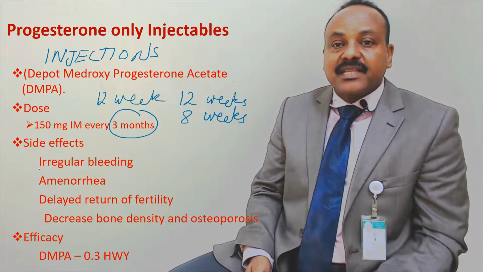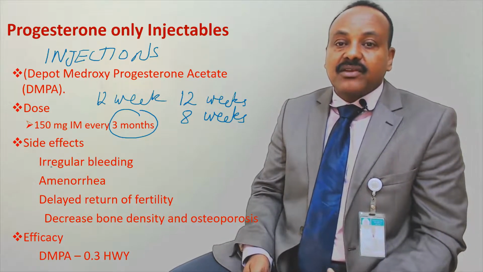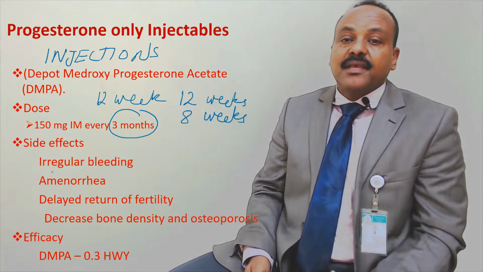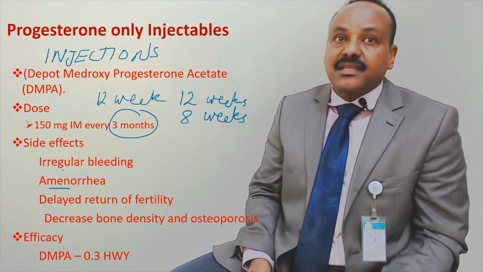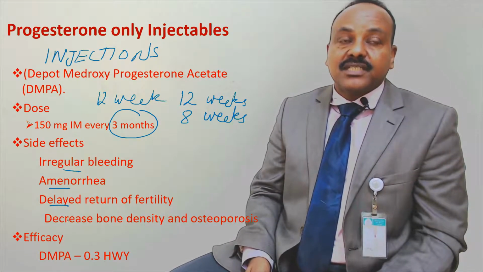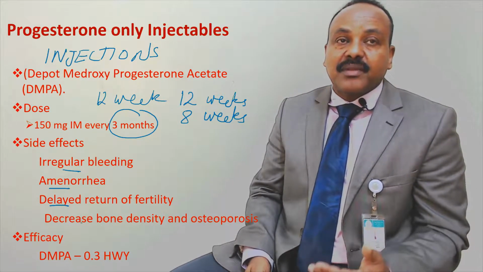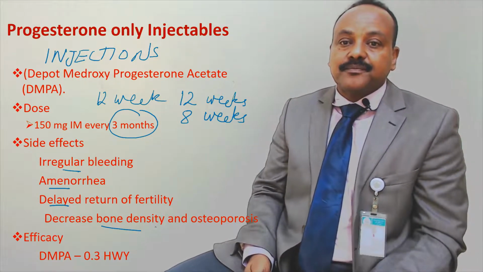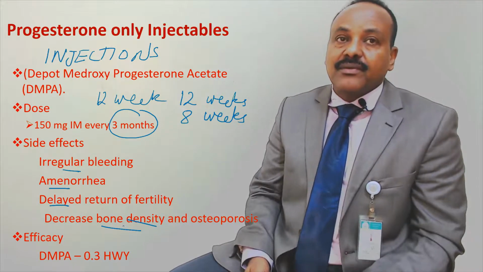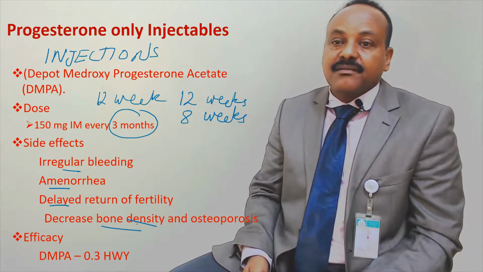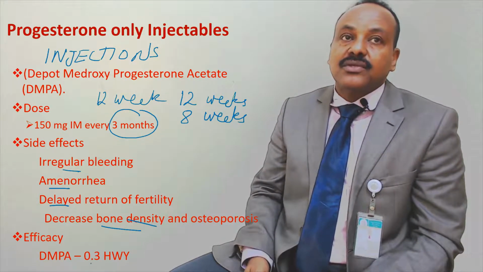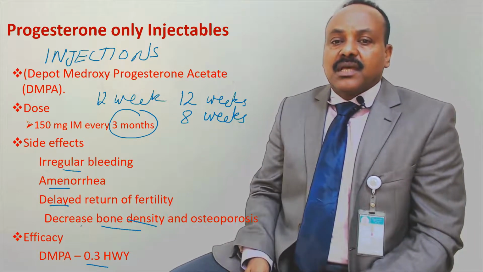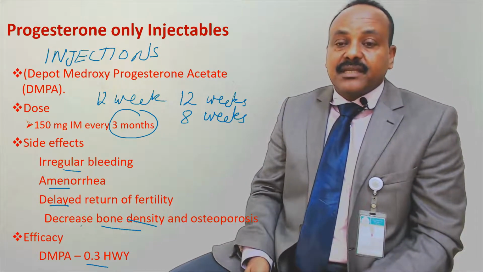But it has some side effects like intermenstrual bleeding, amenorrhea, and delayed return to fertility. If you are using the injection for a long time, when you want to get pregnant, it will take some time. And they also found that it can affect the bone density and cause osteoporosis. Efficacy of the injection is 0.3.